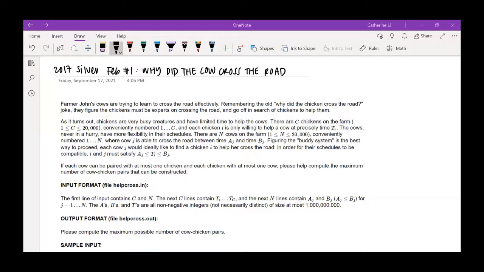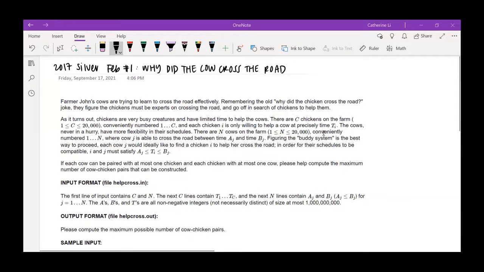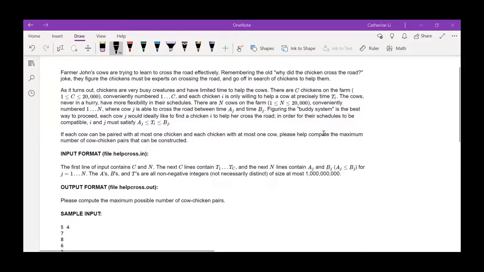Here's the problem. It's from 2017 Silver, and it's called Why Did the Cow Cross the Road? The problem statement is we have a bunch of cows that are trying to cross a road, and each of them wants to have a chicken to guide them across the road.